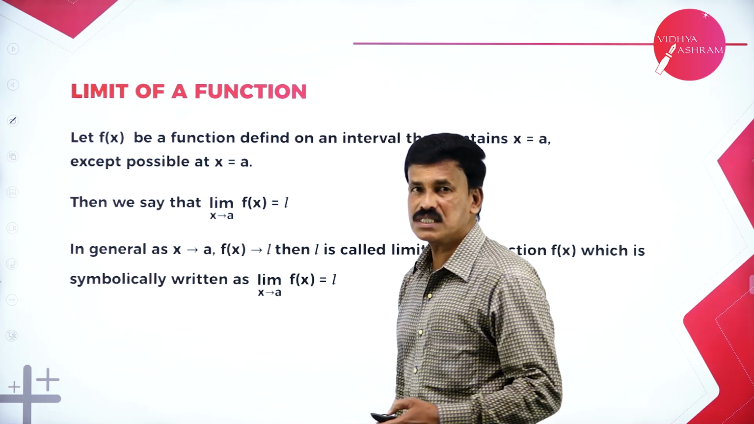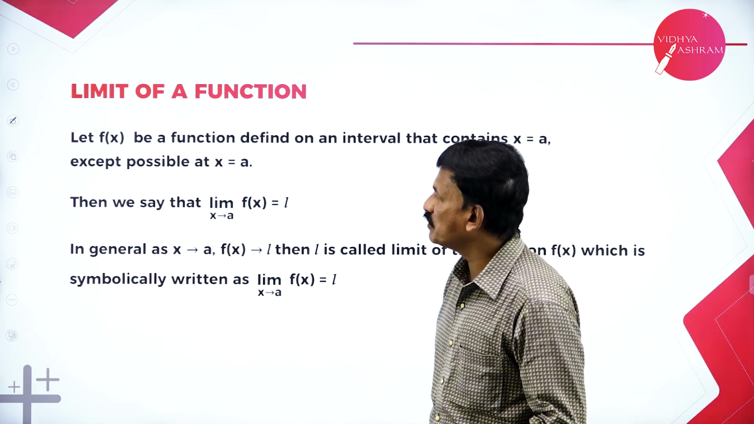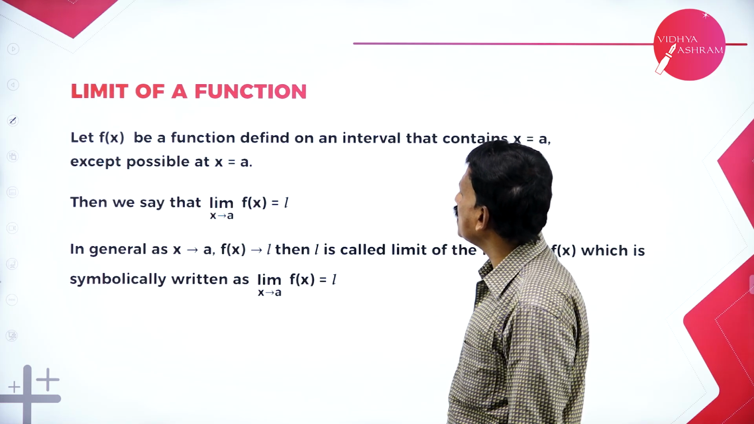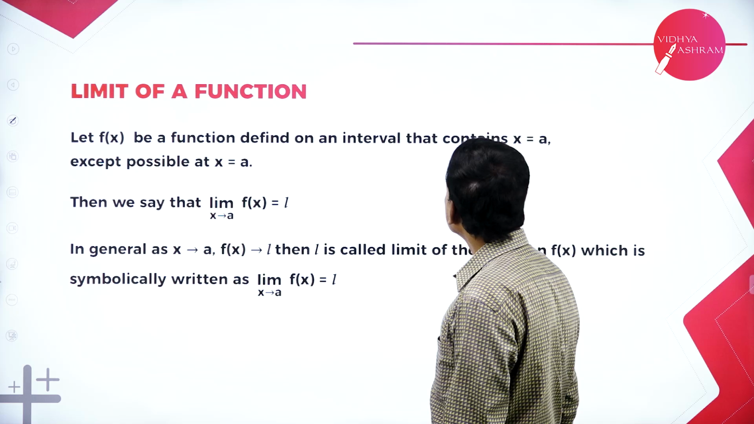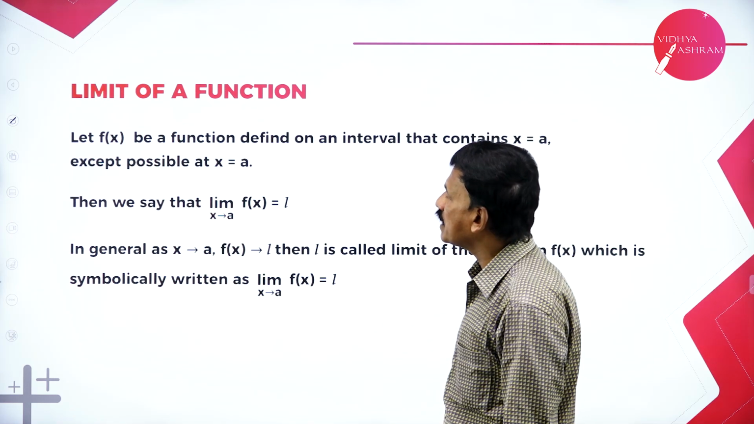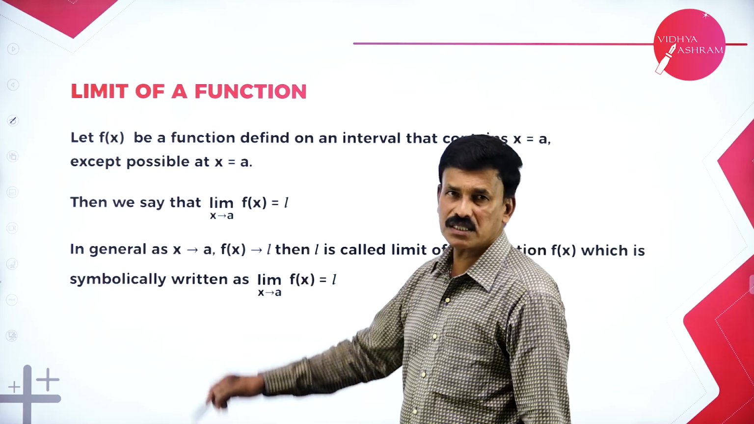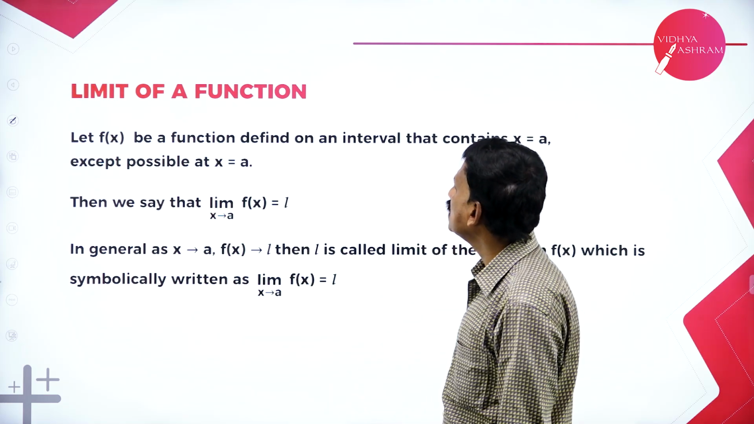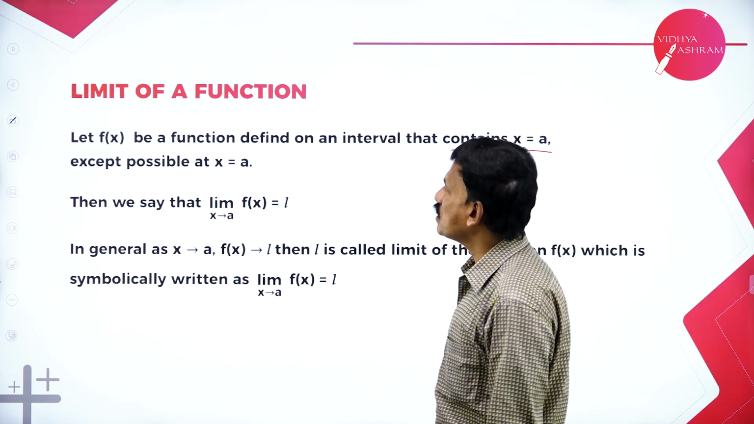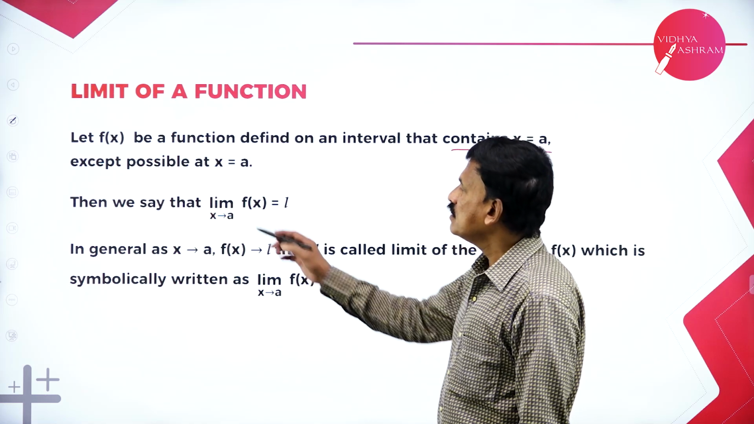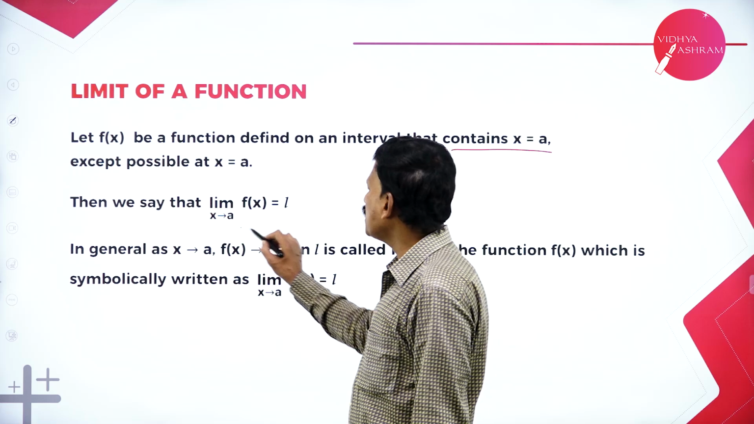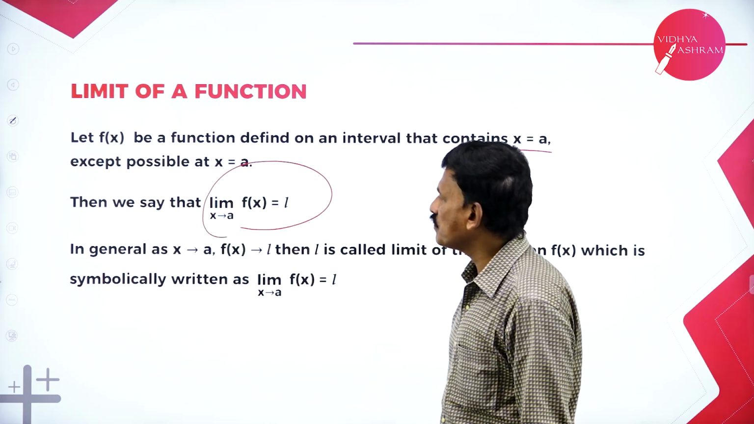Now by knowing this, let us learn the definition of a limit. Let f of x be a function defined on an interval that contains x is equal to a, except possibly at x is equal to a. Then we say that the limit as x tends to a of f of x is equal to L.